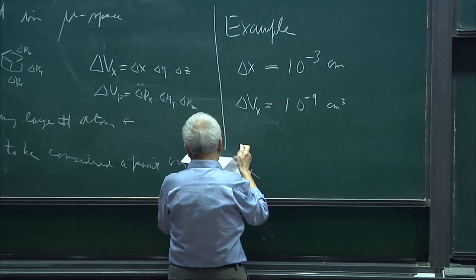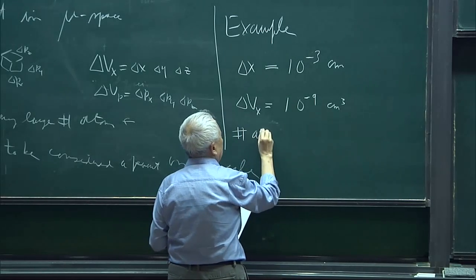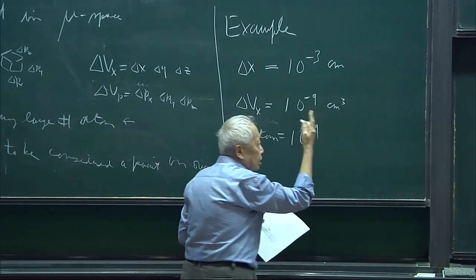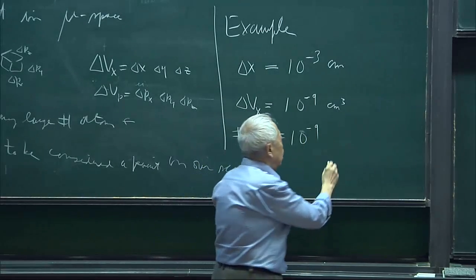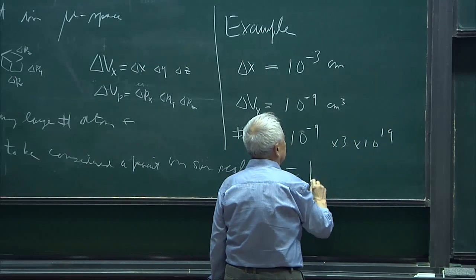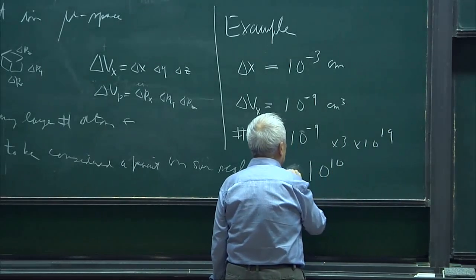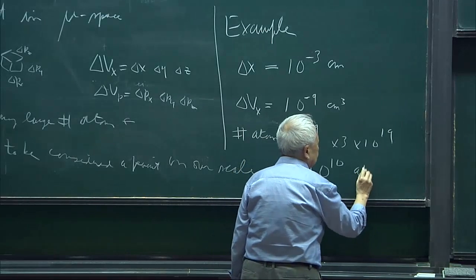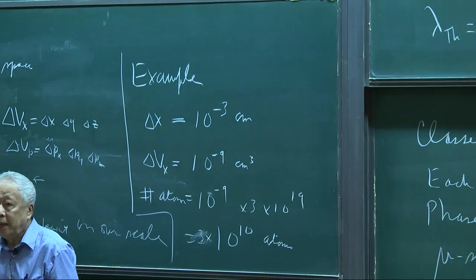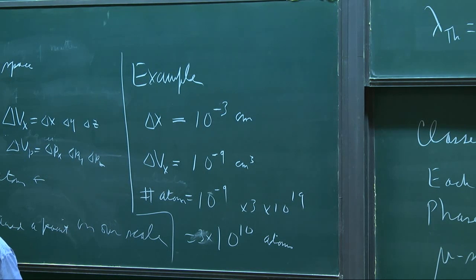And the number of atoms in it will be equal to 10 to the minus 9 times the density that we just discussed before, which is 3 times 10 to the 19th. So this still contains 3 times 10 to the 10 atoms. So even in such a small thing, which you can consider a point, it still contains 10 to the 10th atoms. So that's good enough for us. But you have to be careful about this, because consider another example.